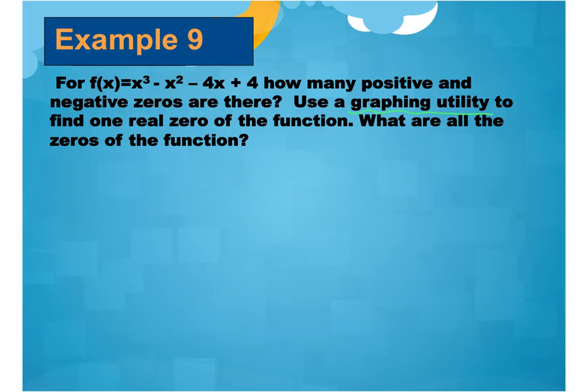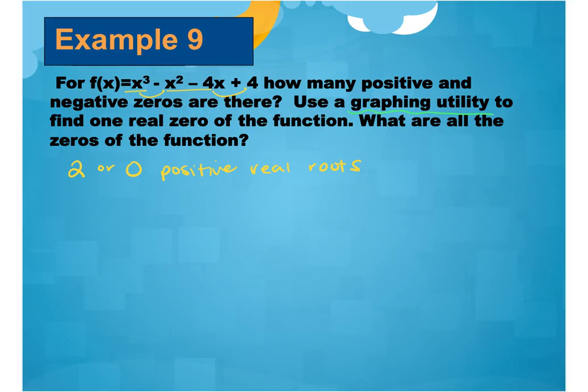Here's our Descartes' rule. So if I look at this, it starts positive, it changes to negative. That's one sign change. Stays negative, changes to positive. That's two sign changes. So there are 2 or 0 positive real roots.